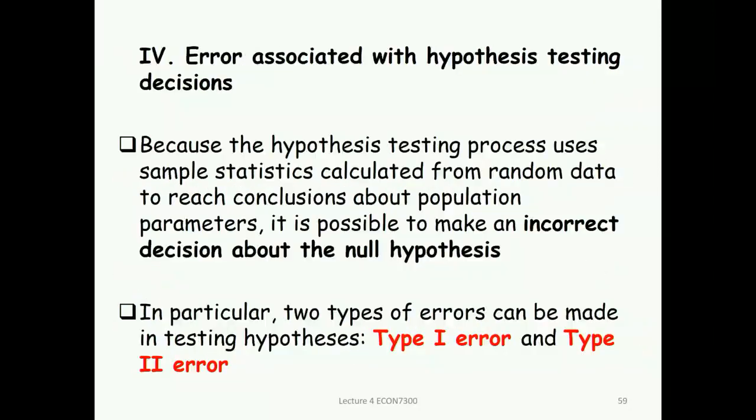Okay, so type 1 error and type 2 error. Type 1 error, you reject the null hypothesis when it is true. Type 2 error, you don't reject the null hypothesis when it is false. So type 1, reject the null hypothesis when it is true. Type 2, you don't reject when it is false. Again, it is a mistake.